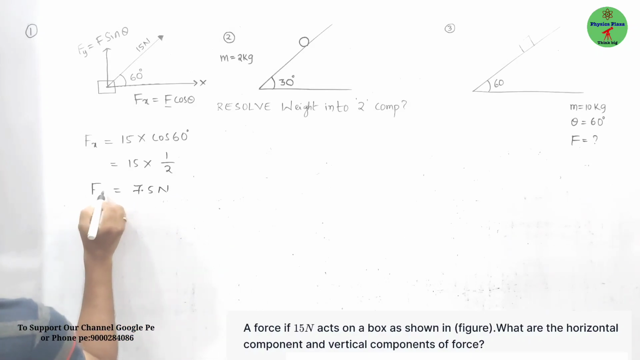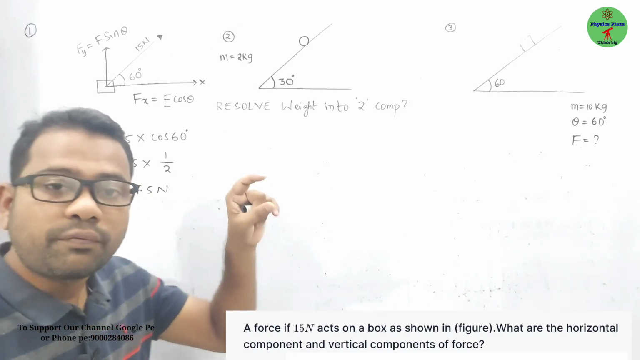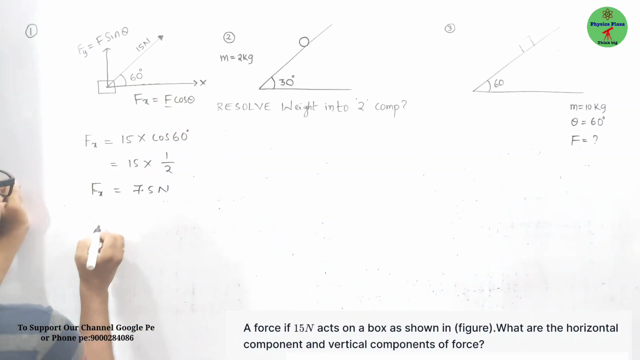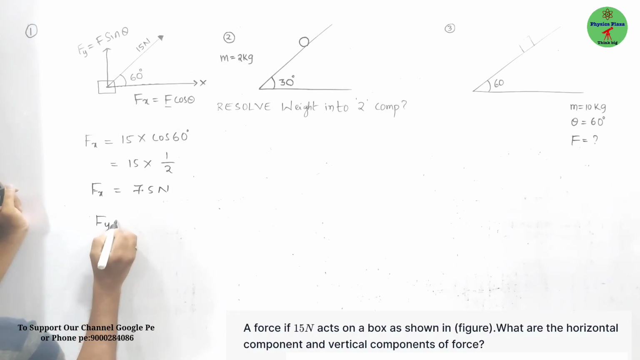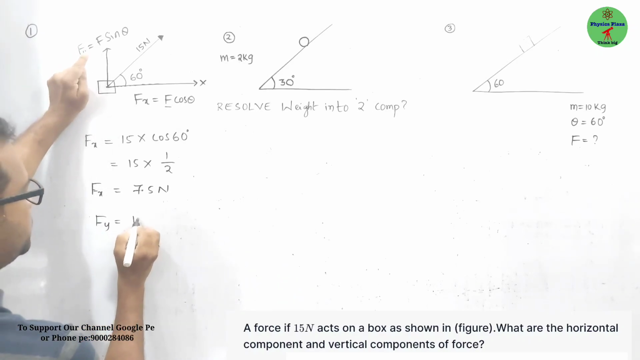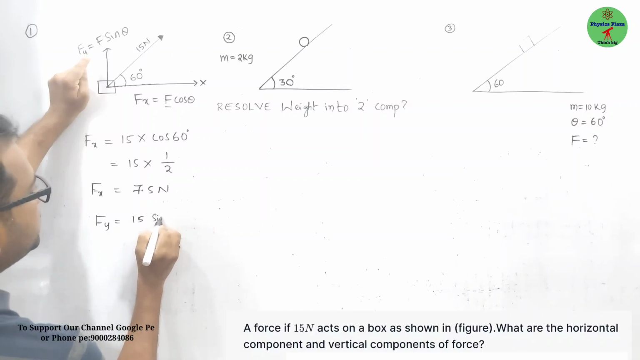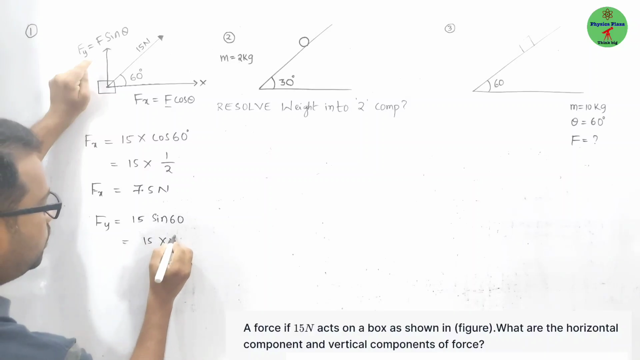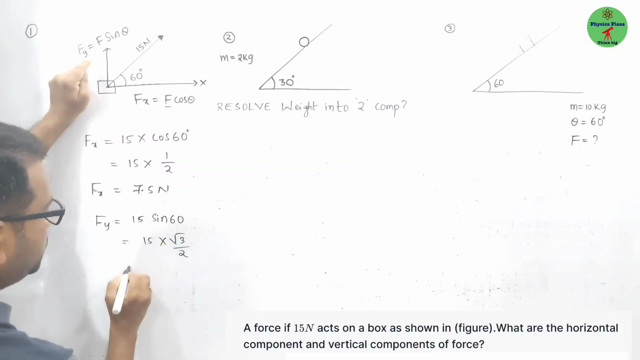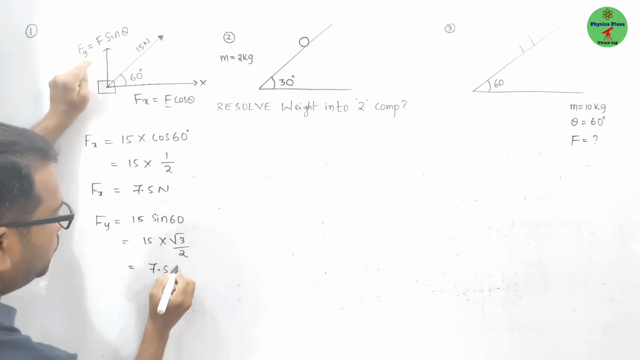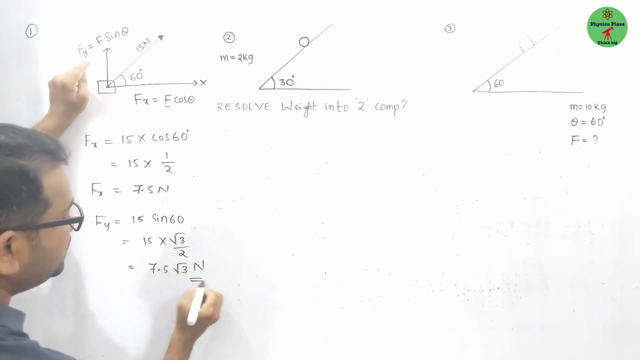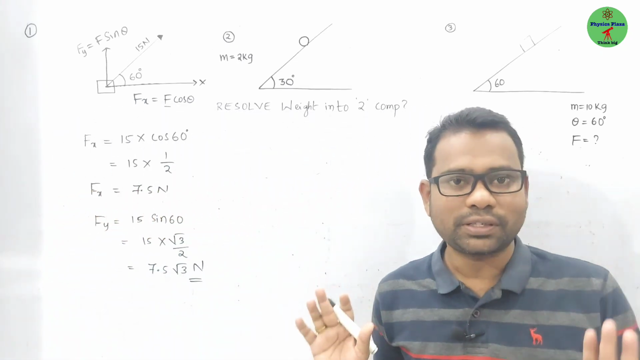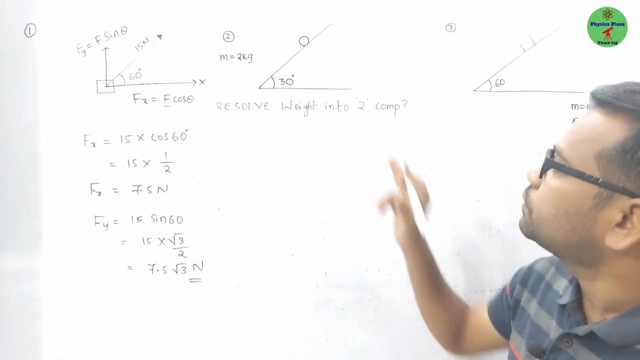Children, this is the horizontal component of the force of 15 Newton which is acting on the body at a 60 degrees angle. Now the vertical component is, in a similar way, Fy is equal to, in the place of F substitute 15, and now it is sin 60. So this is 15 into sin 60, which is root 3 by 2. So this is 7.5 root 3 Newton. If you want, you can also simplify more by substituting 1.7 in the place of root 3. Simple ones, rectangular components.